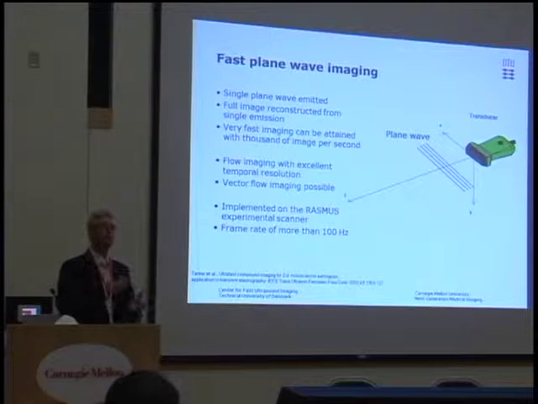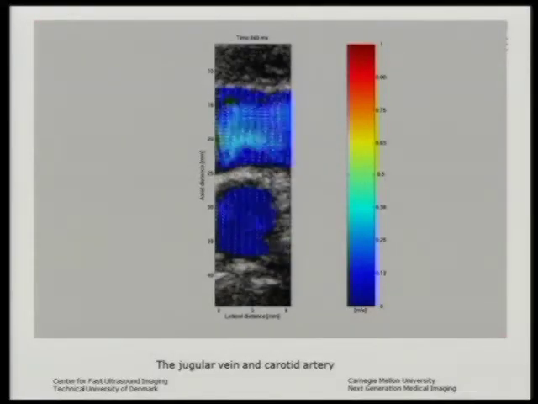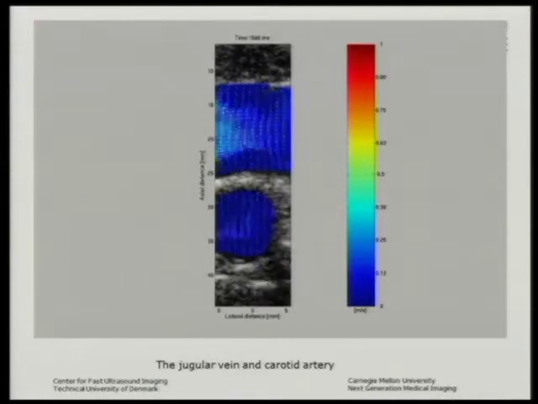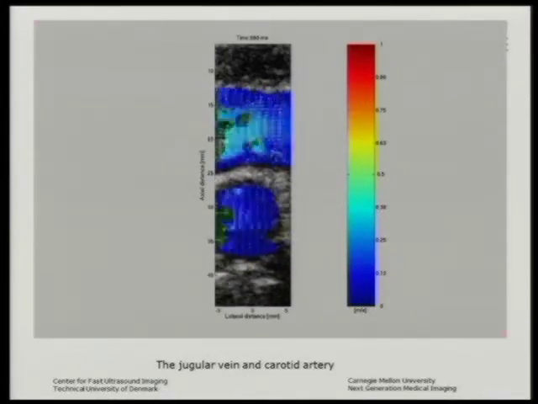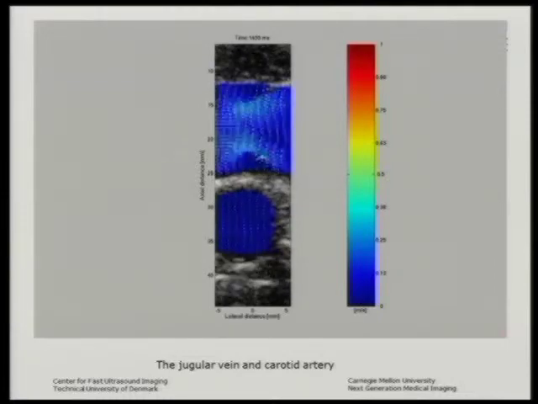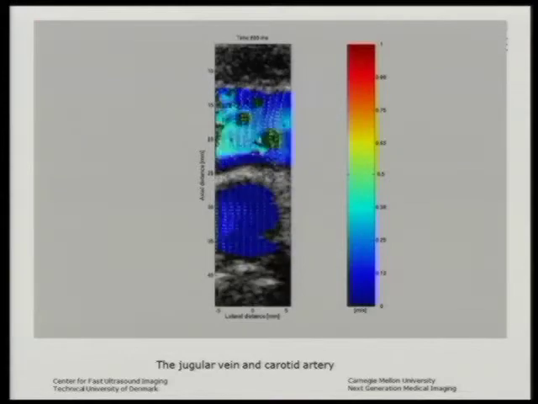If you want to do flow, you have to combine 10 or 20, but you can get hundreds to thousands of flow images a second. This is an example of a jugular vein and a carotid artery. On the top, you see the vein, and on the bottom, you see the artery. And now it gets really confusing, because why do we have all this pulsation in the vein?